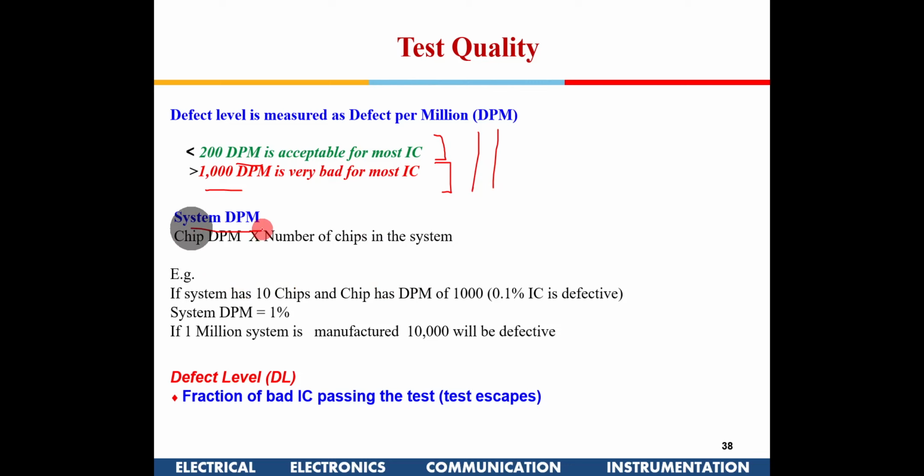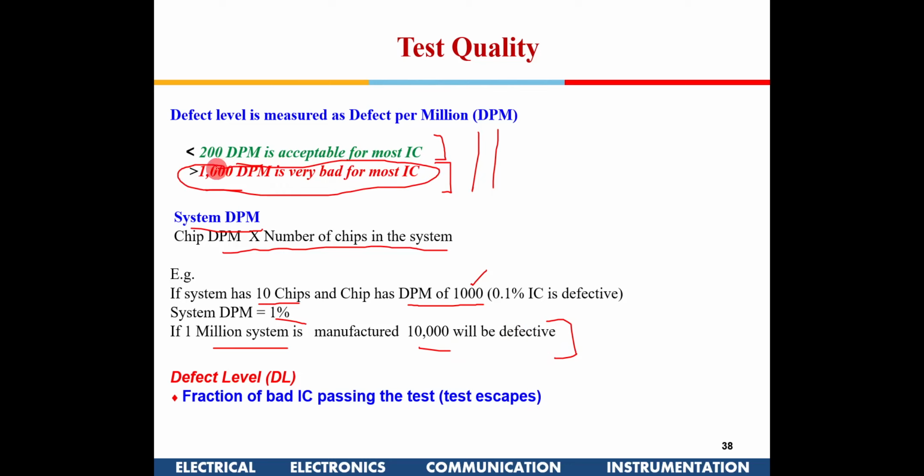Now what is a system DPM? In a system you could have multiple chips, right? So suppose a system has 10 chips and you have a DPM of 1000, that means 1000 chips are defective out of 1,000,000. Then in the system, if there are 10 chips, the system DPM will become 1000 into 10, that is 10,000 per million. That comes out to be 1%. That means if there are 1,000,000 systems, then 10,000 will be defective. So this is a very large figure. You see here, this 1000 is not a good figure, right? So here we have taken 1000.